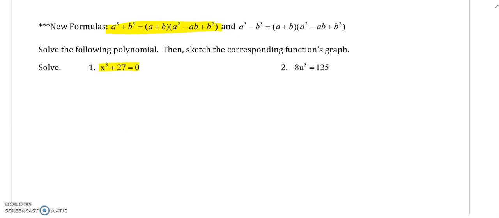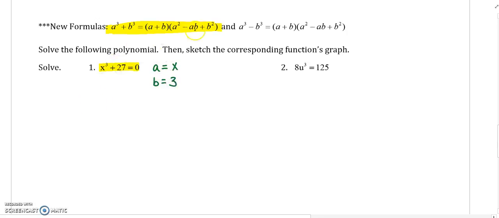Right? Now, it equals 0 already, so I can go ahead and get started. There's no GCF that I need to take out. So I'm going to find A and B, and then substitute those values into my formula. A would be whatever cubed would give me x cubed, so that would be x, or 1x if you want to think of it that way. And B is whatever number cubed will give me 27, and that would be 3.